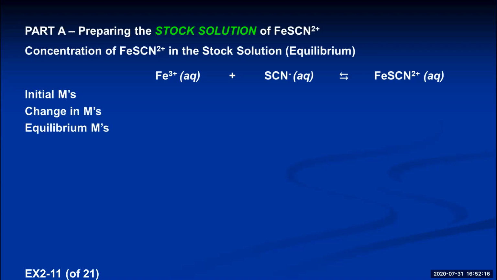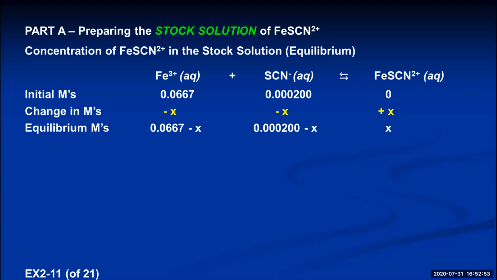an ICE table. So what we have in our stock solution before we assume any reaction occurs, as we've just deduced, it's 0.0667 molar of iron 3 ions, and it's 0.000200 molar of SCN minus, and before they react, there won't be any of the complex ion. Some unknown amount of the iron 3s will react, but they'll react in an equal ratio with the SCN minuses to form an equal amount of FeSCN2+. So the equilibrium molarities will be 0.0667 minus X, 0.000200 minus X, and then X. How do we figure out that X? Here's the key. Look at these two numbers.